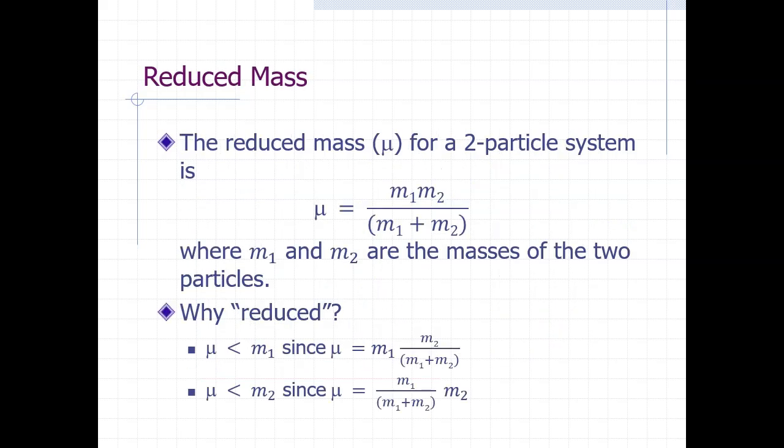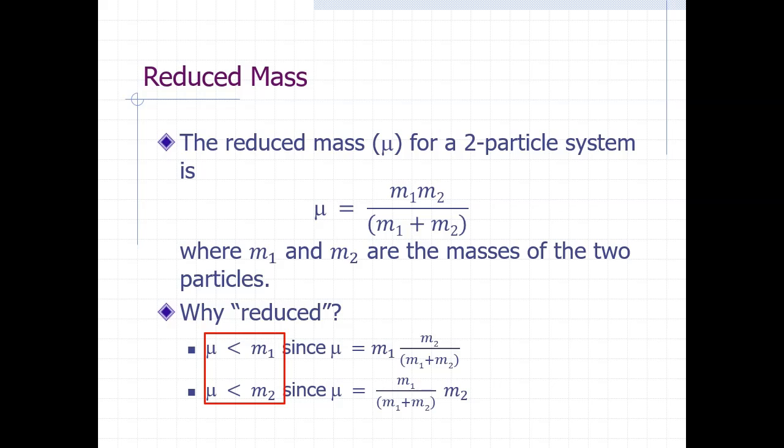To calculate the relative or internal kinetic energy of a two-particle system, we need the reduced mass. The reduced mass, usually represented by the lowercase Greek letter mu, is given by this expression. Mu is equal to the product of the two masses divided by the total mass. Here, m1 and m2 are the masses of the two particles. A good way to remember the formula for reduced mass is to understand why it is called the reduced mass. The answer is quite simple. The reduced mass is less than m1. It is also less than m2.